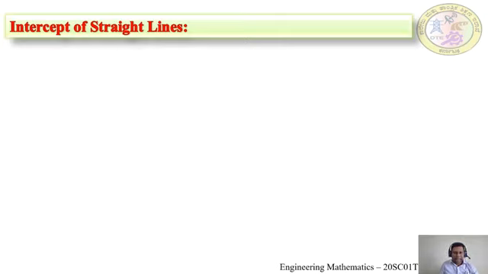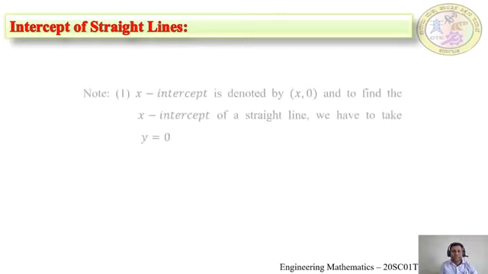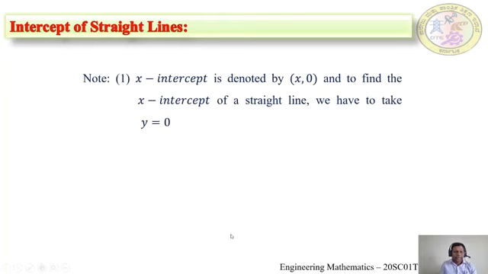When we come to the second quadrant, x is negative, so the x intercept is negative and the y intercept is positive. In the third quadrant, both the x intercept and y intercept are negative. Then in the fourth quadrant, the x intercept is positive and the y intercept is negative. Now we have to look at some important notes on intercepts of straight lines.